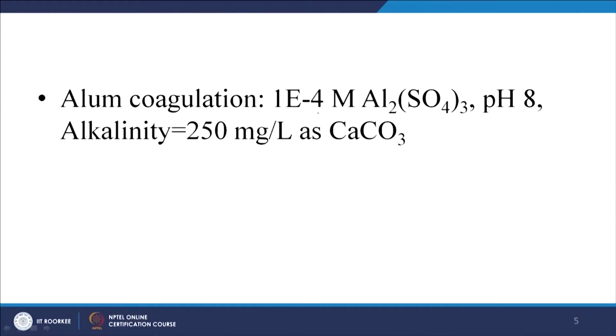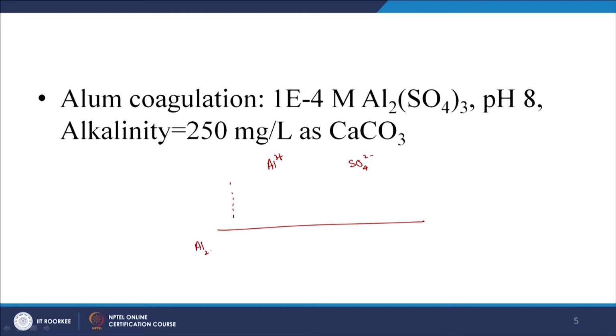So here I have alum coagulation, right. So 10 power minus 4 molar Al2SO4 thrice, and the relevant variables are given. So here obviously I have two components, they are Al3 plus and SO4 2 minus, right. So here I am going to solve it by VMinTech. So I am not going to list all the species, right. I do not need to list the species, but I need to know the total component concentrations.